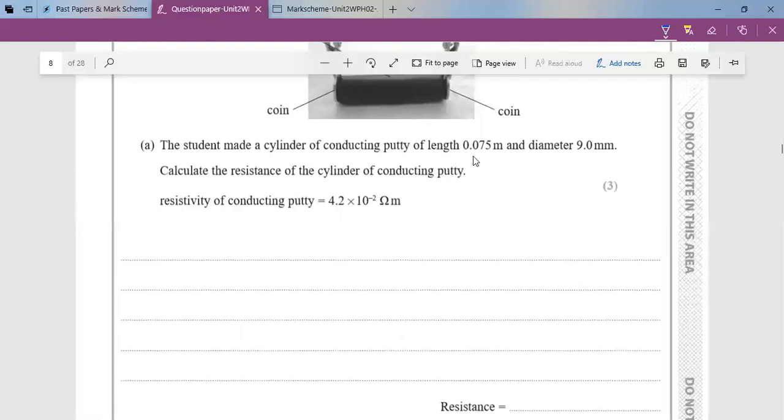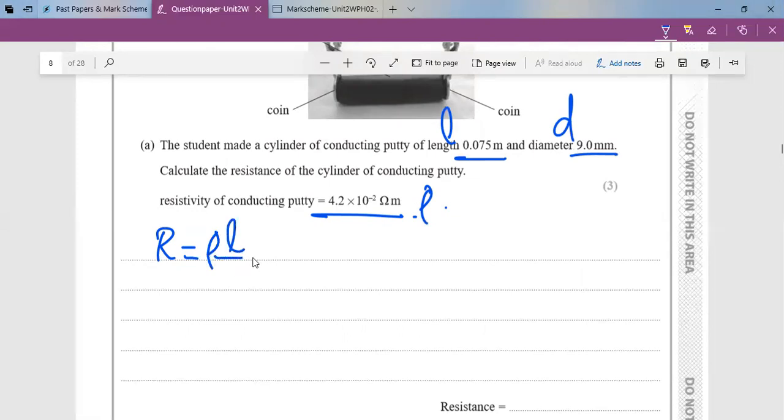So we made a conducting putty of length this much, diameter this much, and the resistivity is this much. Easy? Can you calculate it? You've been given the length, the diameter and the resistivity. Can you calculate the resistance? What formula should I use? R is equal to resistivity times L over A, not D.